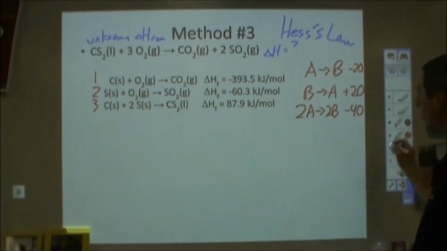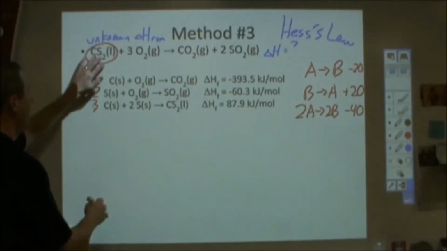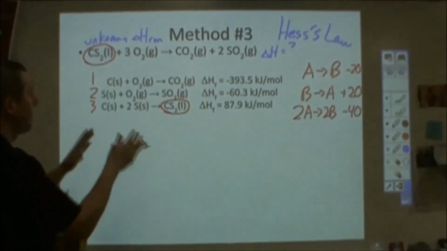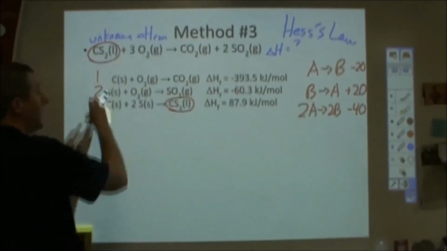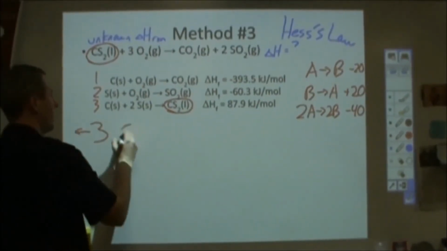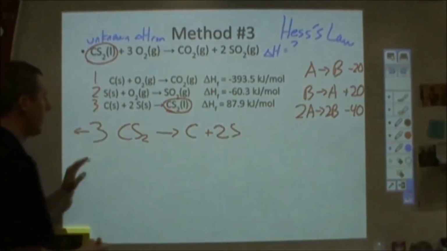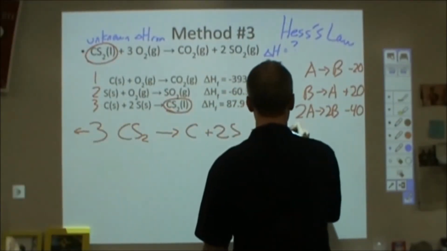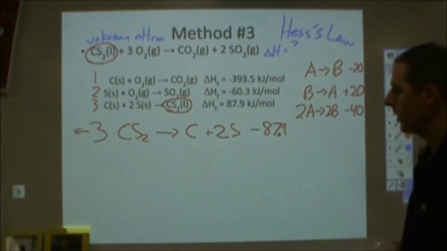Okay, so let's go through. And what I like to do on these is I like to kind of circle each reactant and then find it. So I have carbon disulfide, I have that here. So this one, it's in the wrong spot. So it's not important where they are in regards to pluses, but it is important which side of the reaction arrow they're on. So I have a product, I need it to be a reactant. So I'm going to take reaction 3, and I'm going to reverse it. I'm going to put CS2 here, and have that turn into carbon and 2 sulfurs. Now when I reverse that, that's going to take this value, and it's going to flip the sign. So this is now going to be negative 87.9, instead of positive 87.9. Okay.